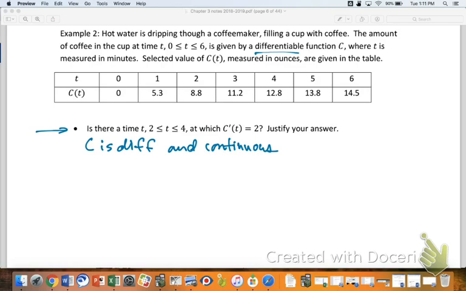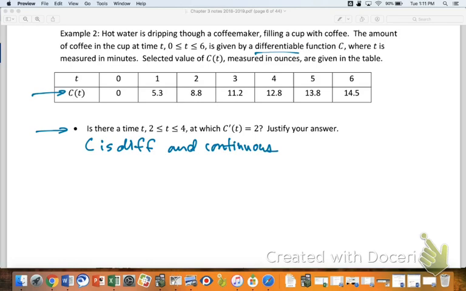The question then says, is there a time on the closed interval from 2 to 4 at which C prime equals 2? So guys, I want you to think about what they're asking. They're asking, is there a time where there's an instantaneous rate of change of 2? They're not asking what it is or when it happens. They just want to know, does it exist? That makes sense? Do you see how they're not asking you for an actual solution or numerical answer? They just want to know, does this thing exist? So that should direct you to, oh, this is one of those existence theorems or existence ideas, like the IVT or in this case, the MVT. How do I know it's the MVT?